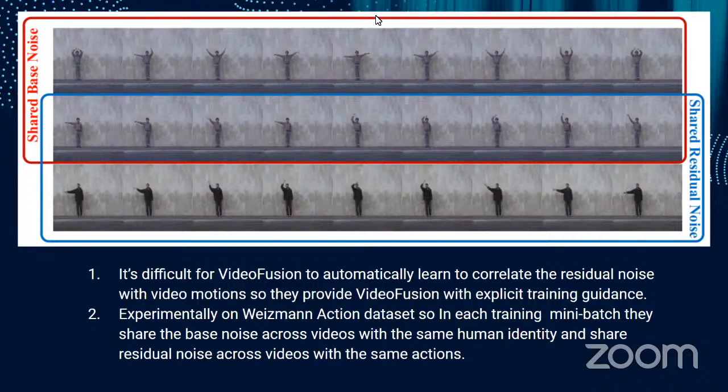And as we see in the last 2 rows, they did the reverse thing. They kept the residual noise fixed, and they changed the base noise. VideoFusion changed the identity of the person and kept the same motion across all frames. Okay, in the next slide.